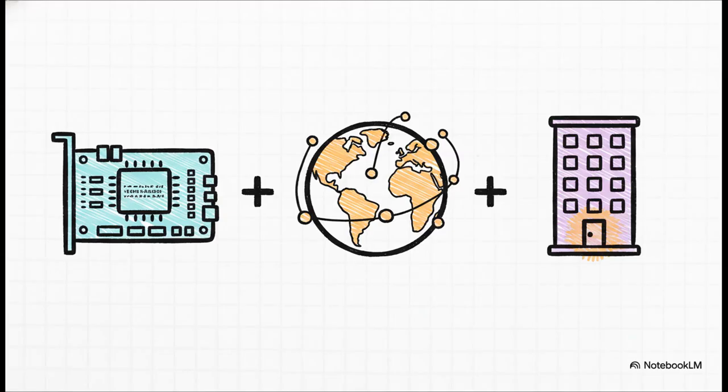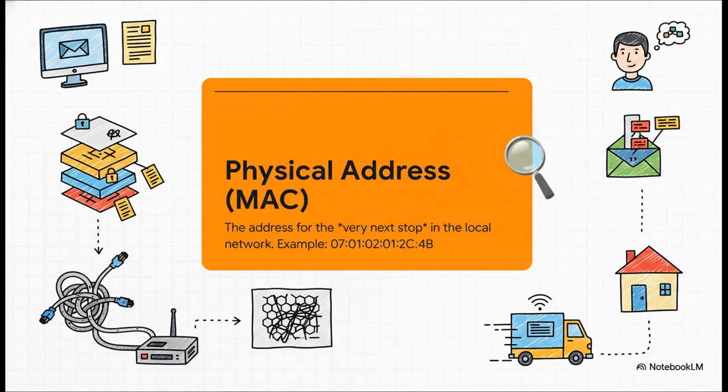Now here's the cool part. To get a message from a specific program on your computer to a specific program on another one across the world, the internet actually uses 3 different kinds of addresses, all working together as a team. First up, you've got the physical address, which you'll also hear called a MAC address. Think of this like a permanent serial number that's burned into your device's network card. It is only used for local delivery, getting your data to the very next device in the chain. It's the address for the next stop, not the final destination.